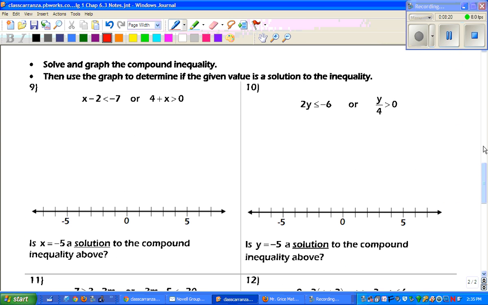Now, for this part, we're saying to solve and graph the compound inequality, and use the graph to determine if the given value is a solution. So, let's go through. Solving this should be quite easy for you guys. So add 2, we get x is less than negative 5. Subtract 4 to both sides. Get x is greater than negative 4. Those are in the order.